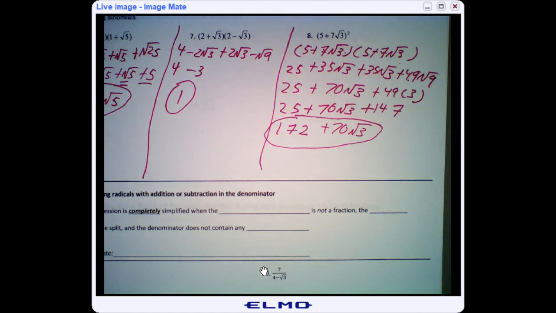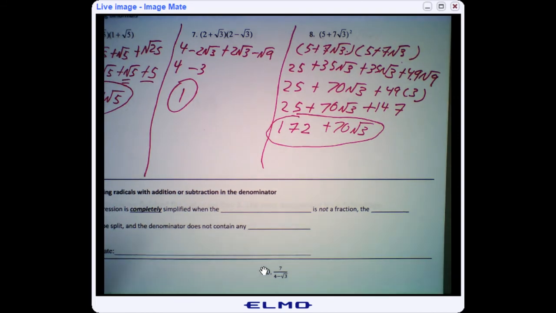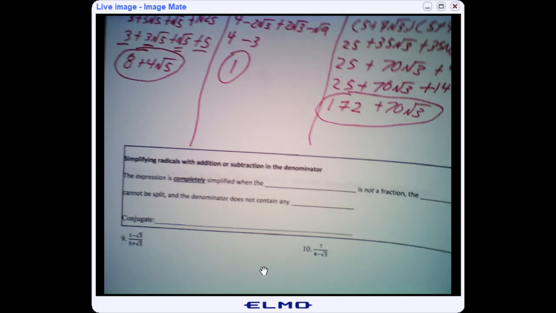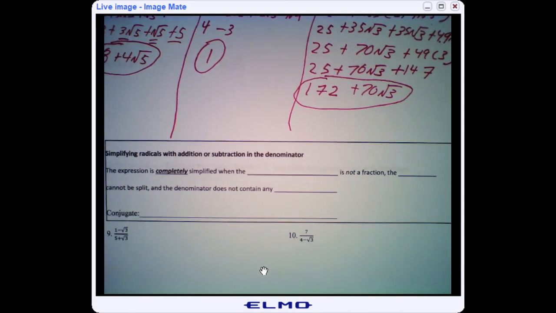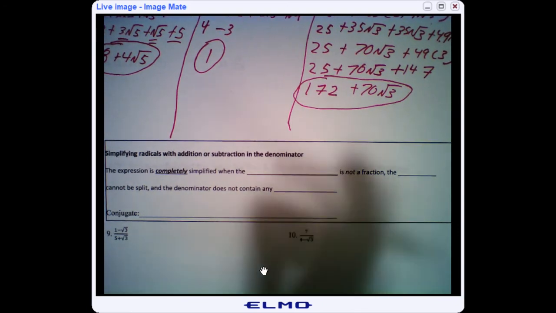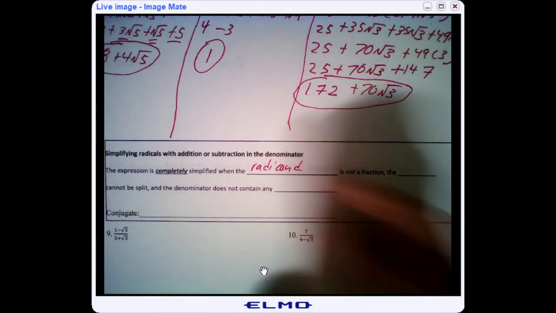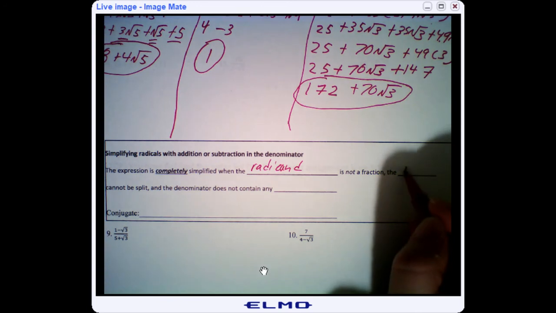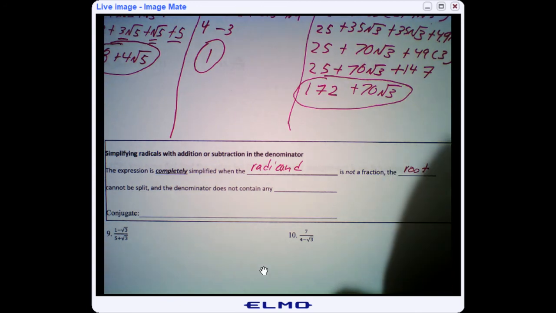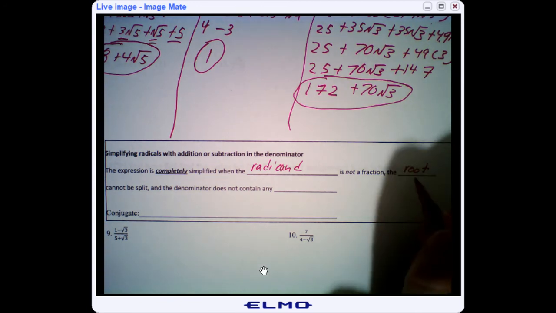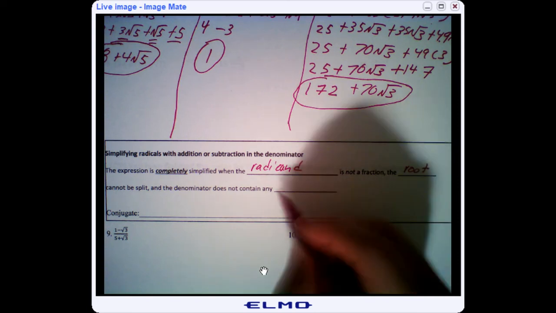Last little bit. Simplifying radicals with addition or subtraction in the denominator. An expression is completely simplified when the radicand is not a fraction, so the stuff underneath is not a fraction, the root cannot be split, and the denominator does not contain any radicals.